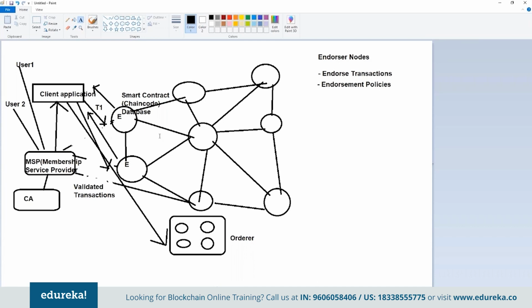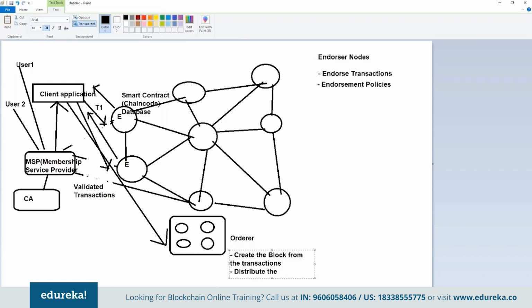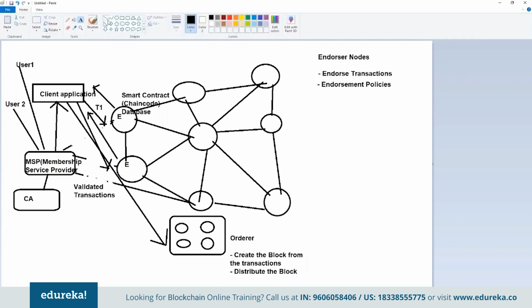Once the endorser nodes verify that the transaction is correct, they give it to the ordering service. The ordering service will create the block from the transactions and distribute the block to the network. It will send it across to various nodes that are connected, including the endorsers. It will send this to all the connected nodes. So there is a dedicated ordering service which keeps waiting for transactions from the client applications, creates the block from the transactions, and distributes the block.